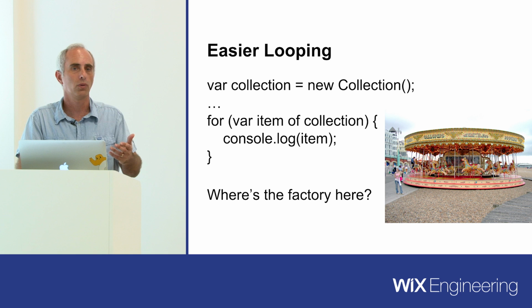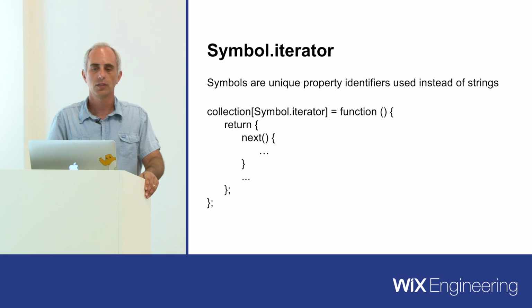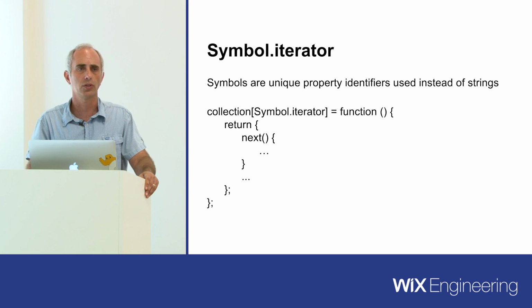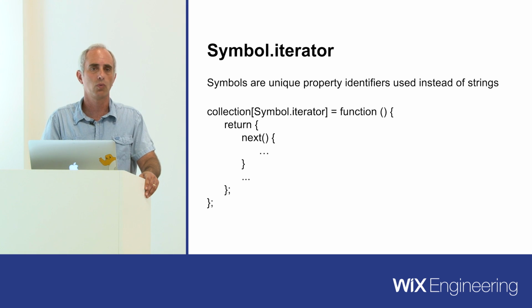The question though is, where is the factory here? Is there a factory here? What actually creates the iterators? The answer is that there actually is a factory function here creating new iterator instances. It's simply hidden from us. The way in which it's specified is using something called Symbol.iterator. Now, I'm not going to go into symbols here. They're beyond the scope of this talk. Suffice to say that symbols are a way to specify names for properties on objects in ES6.